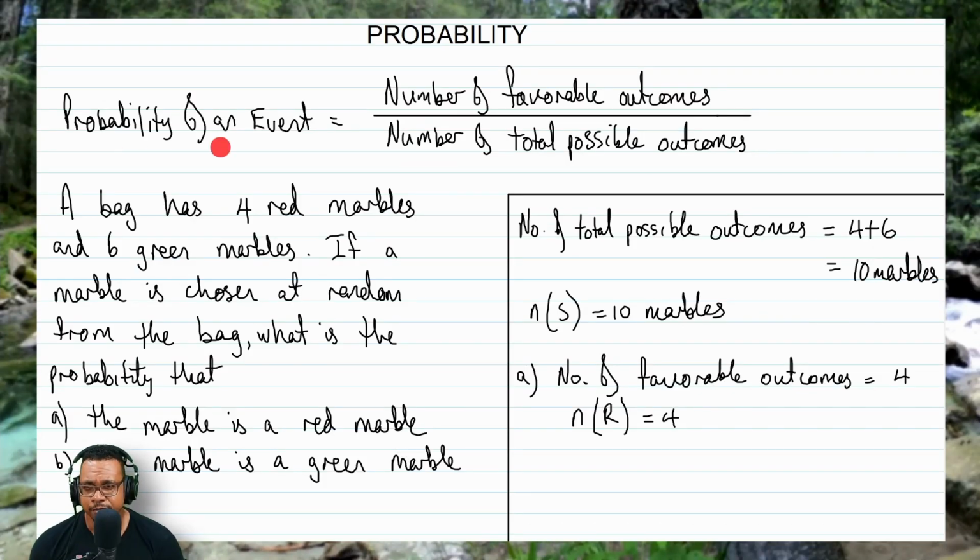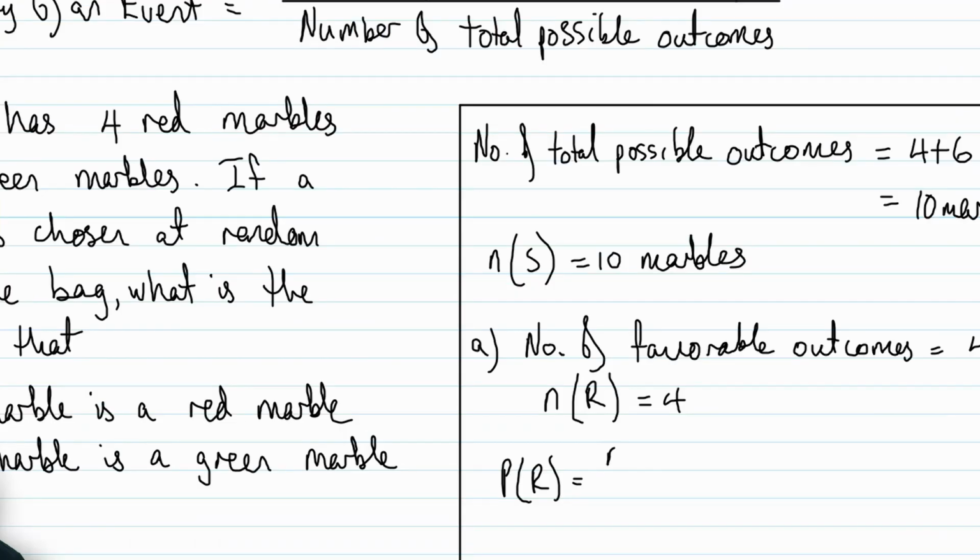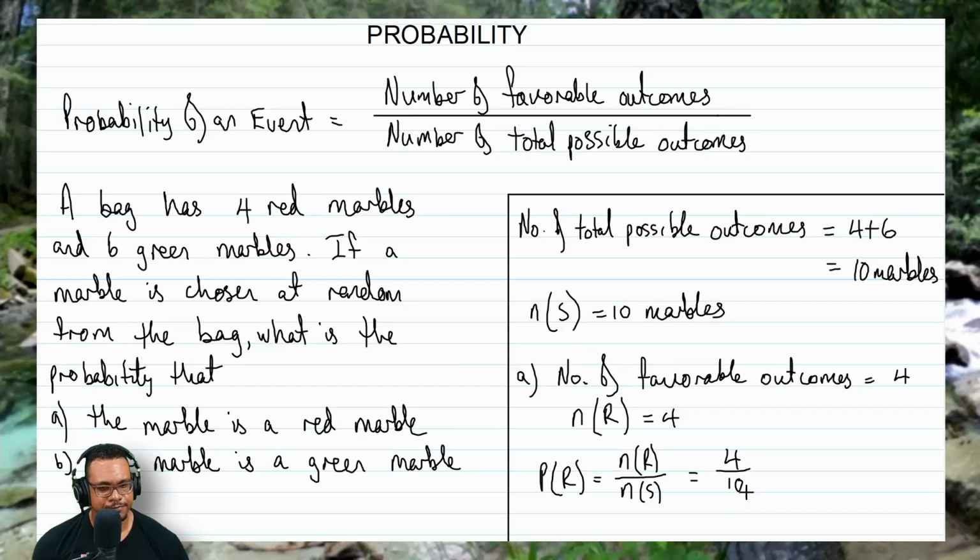And instead of writing out the probability of getting a red marble, I can simply write P and in brackets R, and this would mean the probability of getting a red marble. And this would be equal to the number of elements in the set of red marbles over the number of elements in the sample space. And that would be equal to 4 over 10. And if you break that down, you'll get 2 over 5. So if you were to randomly choose one marble from this bag, the probability of getting a red marble would be 2 over 5, or 2 out of 5.